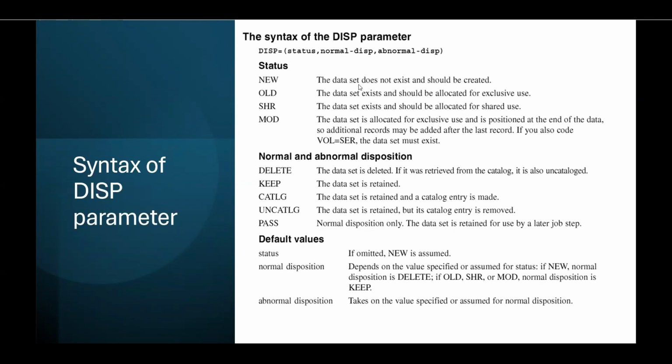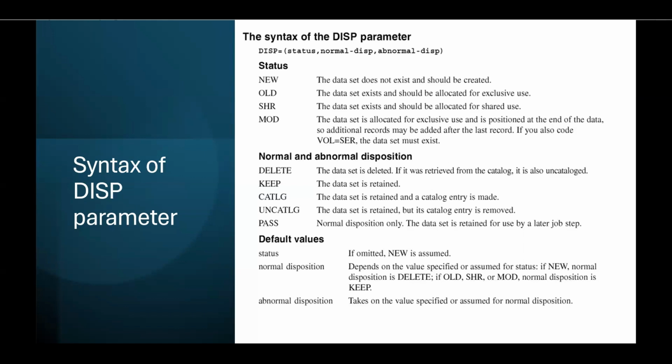New means the data set does not exist and should be created. Old means the data set exists and should be allocated for exclusive use. Exclusive use means that only a certain user can access that file. Other people will not be able to access that file in that period of time when the job is executing. And SHR means the data set exists and should be allocated for shared use. That means you are using that file and other people are also using it. So that is SHR, which is sharing.